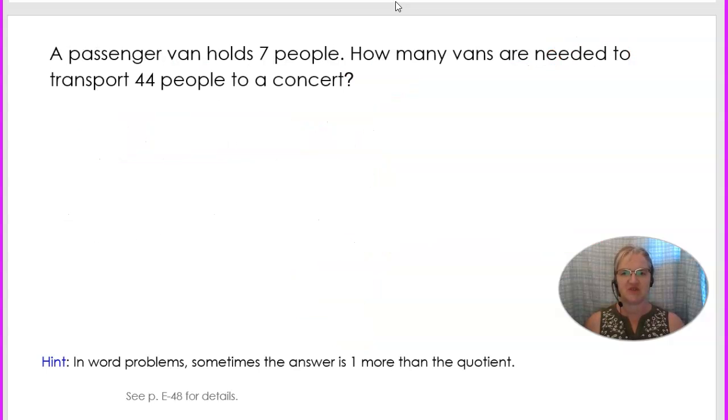In this one, a passenger van holds 7 people. How many vans are needed to transport 44 people? So think this through. You've got 44 people standing in a crowd, and you want to put them into vans.